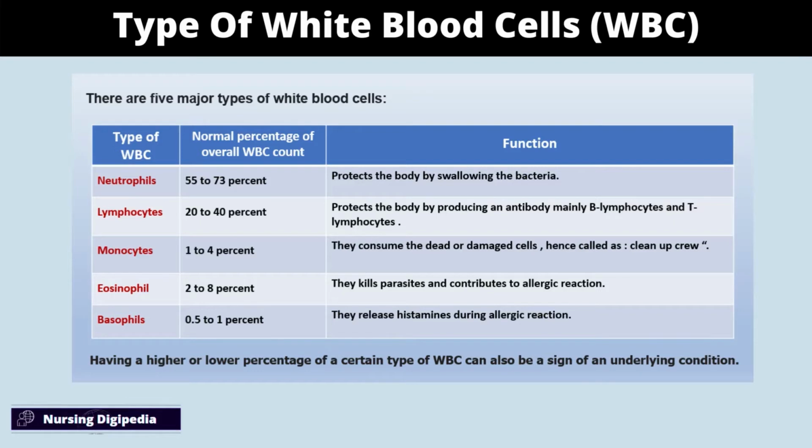Eosinophils range between 2 to 8%. They kill parasites and contribute to allergic reactions. Basophils range between 0.5 to 1%. They release histamines during allergic reactions.